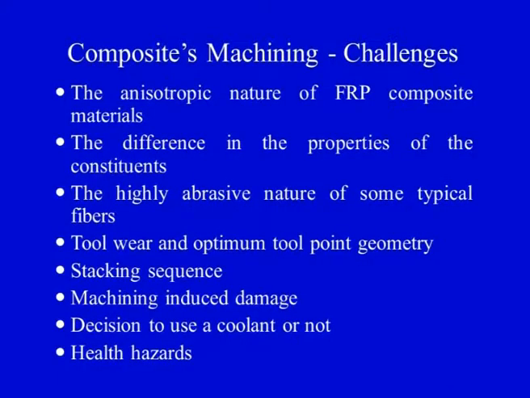Then the stacking sequence. Although we have not discussed the design aspects of the composite material, stacking sequence is one of the important aspects, which means how the layers are stacked up in a laminate. So if I have a laminate, suppose, of 4 layers, all 4 layers can be made up of the same material, for example the glass fiber and the epoxy matrix.